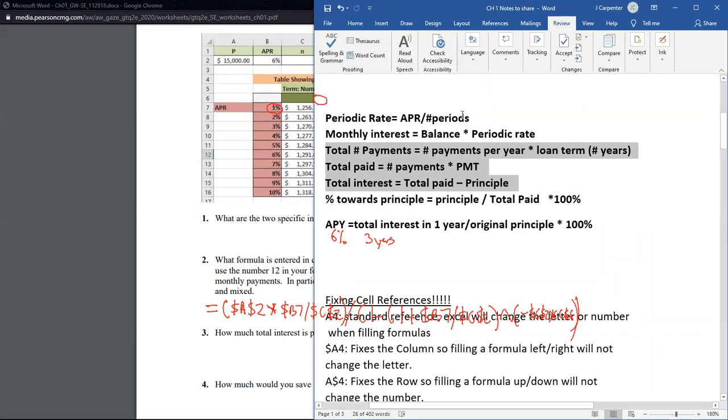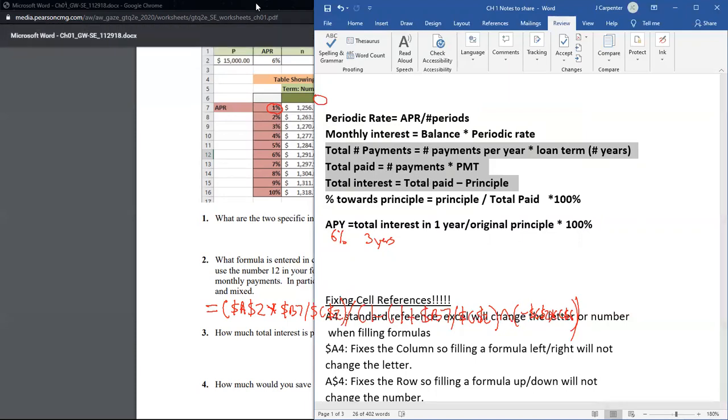The total number of payments is the number of payments per year times the loan term. Again, that is a concept, not a formula. You should know that. Total paid is the number of payments times a payment. Again, concept. What are you paying? How many times did you pay it? Multiply. Total interest. That's the difference of what you paid and what you borrowed. But we're not paying $289 total. That's just 1 month. There's a lot of months that we pay that. So we have to add all those up first.